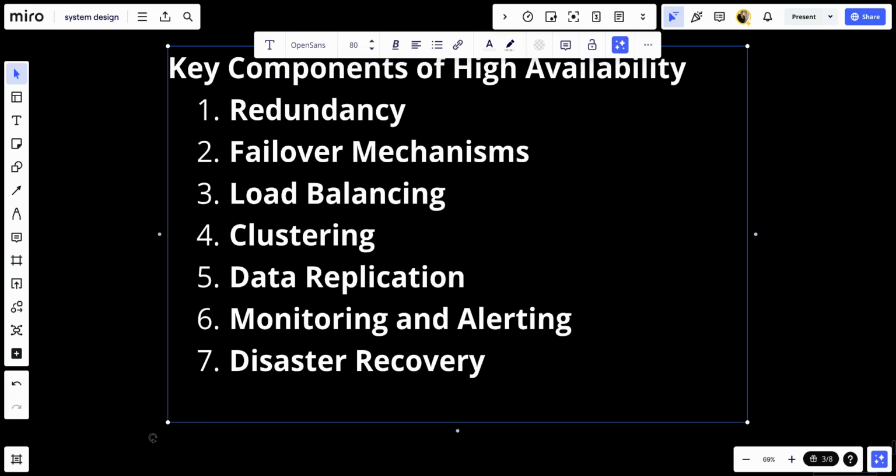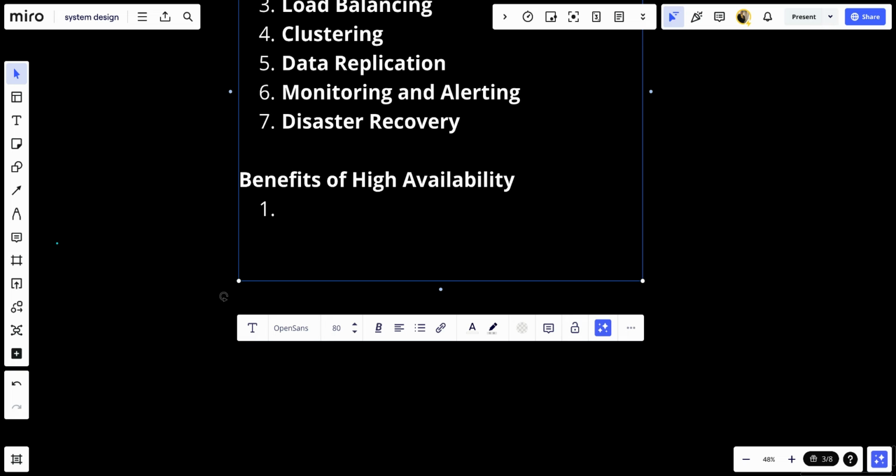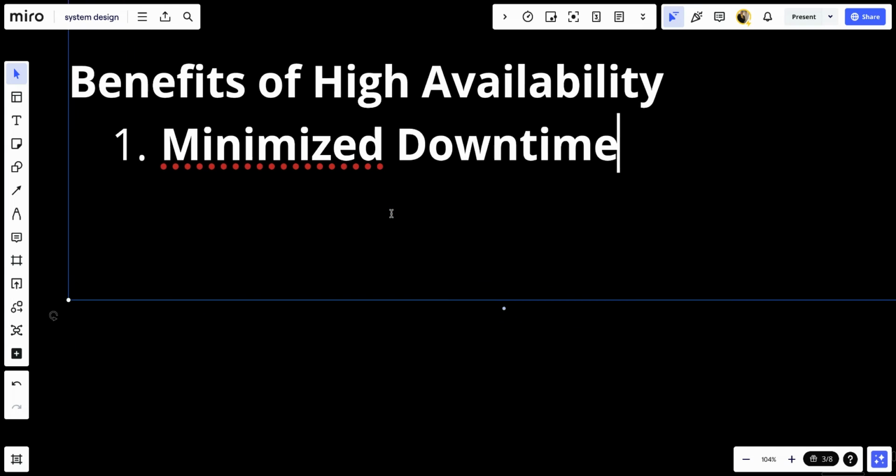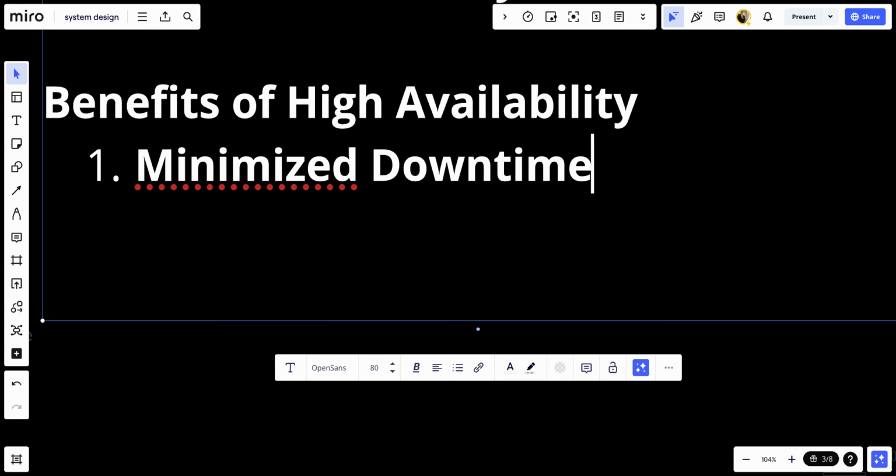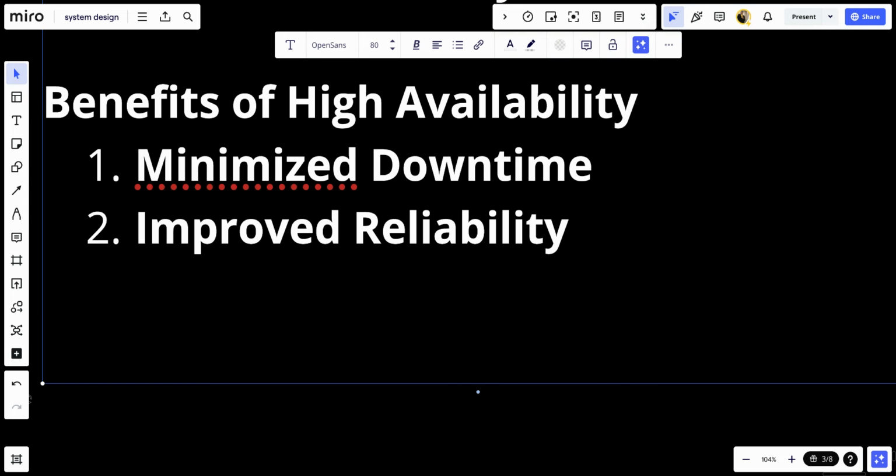Let's talk about the benefits of high availability. The first thing, which will be quite obvious, is minimized downtime. High availability systems are designed to minimize downtime, ensuring that services remain available even during failures. Number two, improved reliability. With redundancy and failover mechanisms in place, high availability systems are more reliable and less prone to single points of failure.